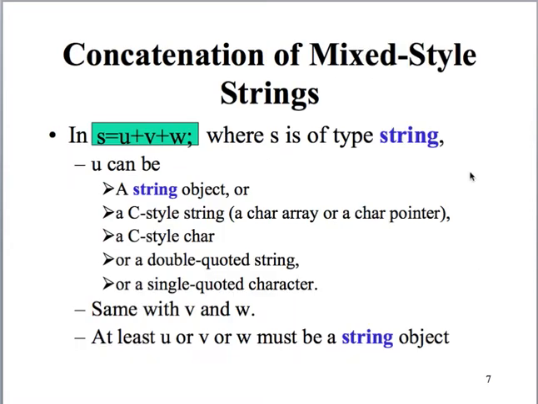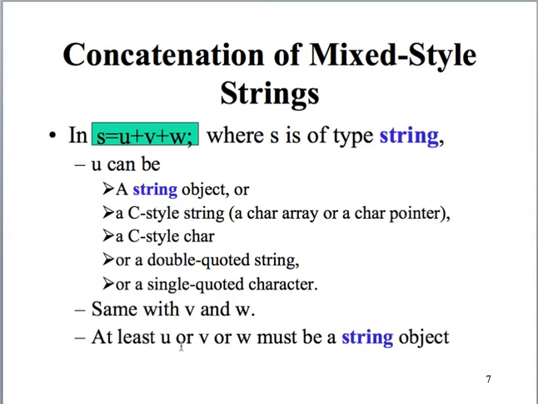So one of the nice things about these classes as well is we can mix up the different types. So we can use the concatenation, and here's an example of s equal u plus v plus w, where all of these are some kind of string, and s is a string as well. U, for example, the first one could be a string object. It could be a C-style string, so a character array or a character pointer. It could be a single character with just single quotes around it. It could be a double-quoted string, a constant string with double quotes around it, like some specific words. Could be a single quoted character. Up here we're talking about a character variable, a single quoted character, and V and W could be those things as well.